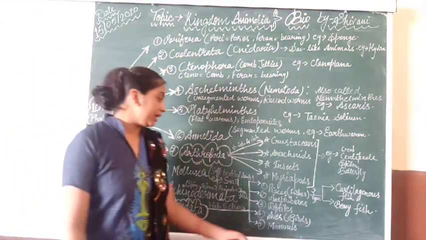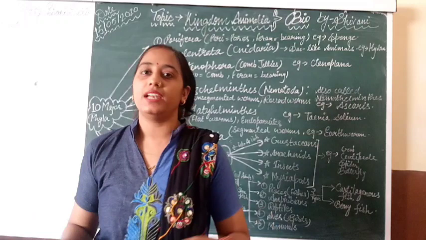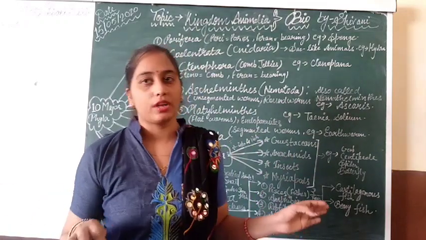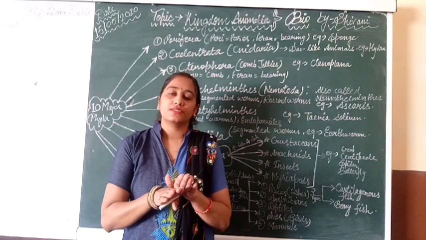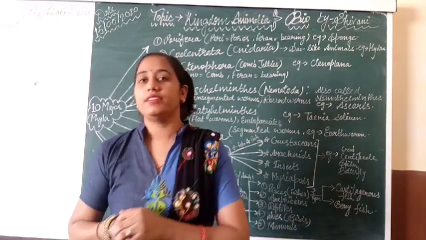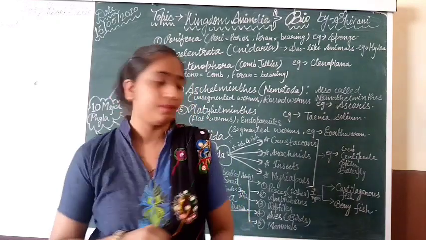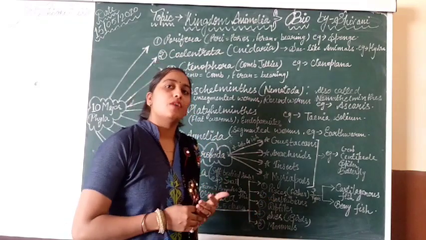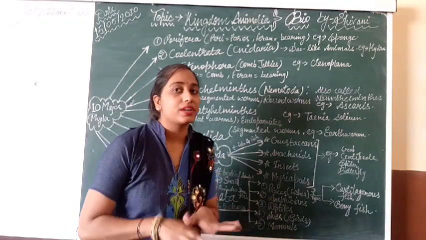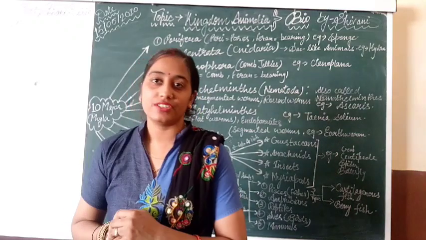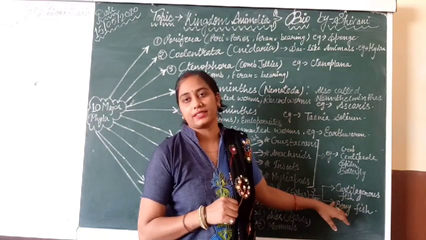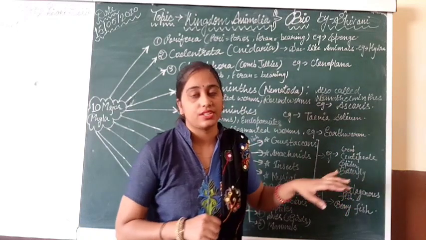Let's move to the main and a very important phylum of the kingdom Animalia, that is phylum Chordata. We will divide this phylum into 5 parts and study its 5 parts in detail. The first part is Pisces. Pisces means fish, and fish are further divided into 2 types: the first is cartilaginous fish, and the second is bony fish.